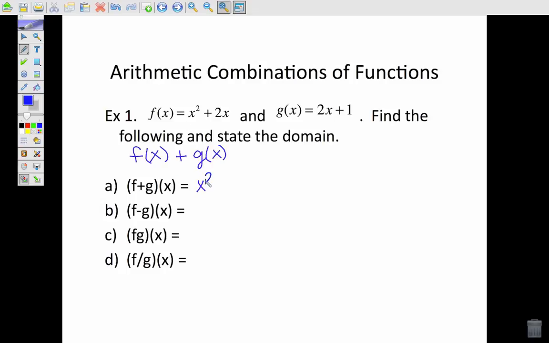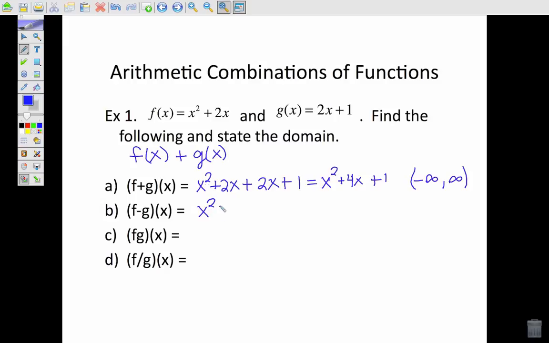Let's go ahead and do x squared plus 2x plus 2x plus 1. You add like terms. I've got x squared plus 4x plus 1. All right, so after adding here, we need to figure out the domain. Well, this is just a polynomial, and we know that the domain of polynomials is all reals, so from negative infinity to positive infinity. We're going to do the same thing here for subtraction.